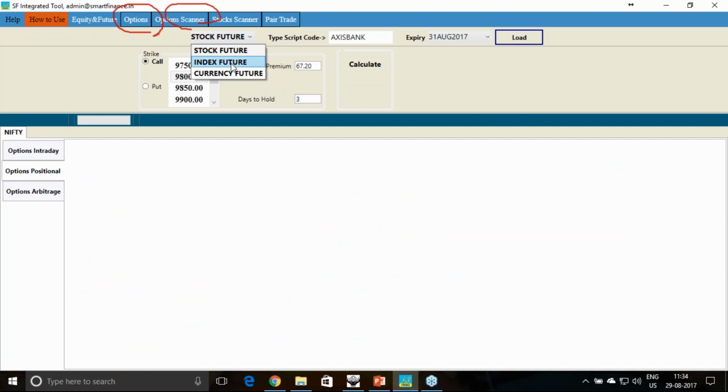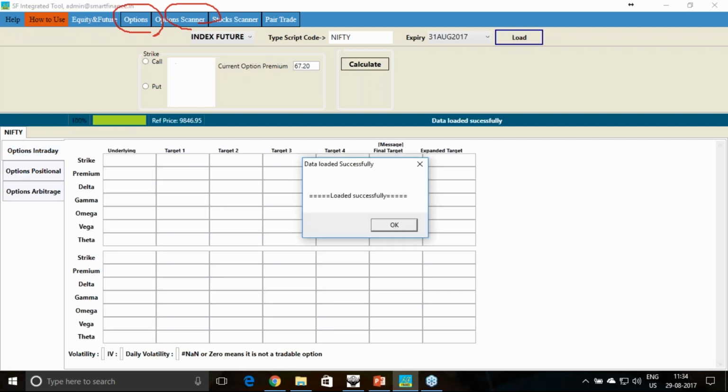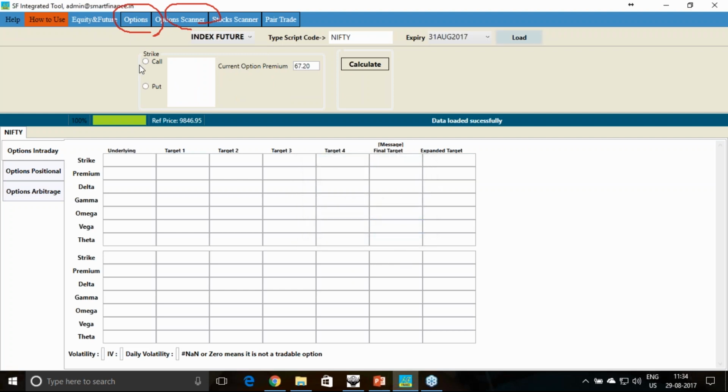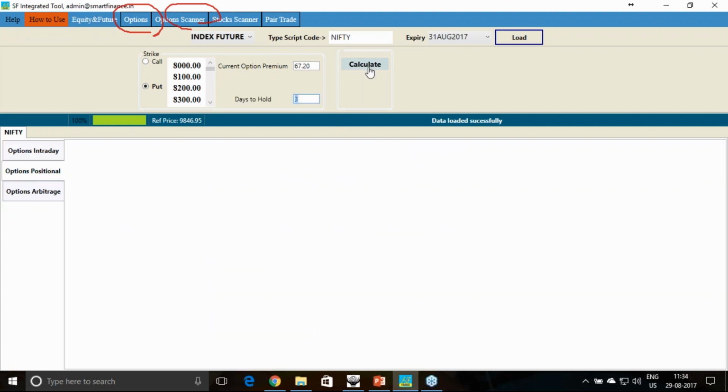For this, we need to just load one instrument. So positional trade is what we are going to do. Once we load the instrument, all the data of call options and put options will be loaded. Then we need to hit the calculate button. For positional options, the number of days to hold, minimum 3 days you have to select here.